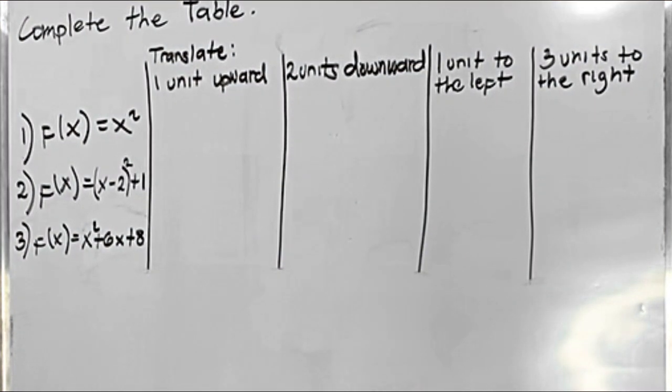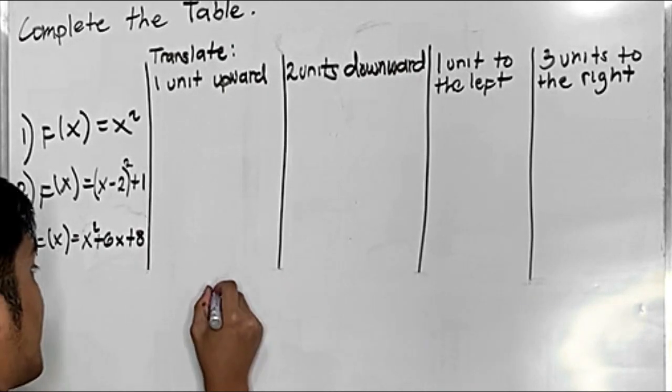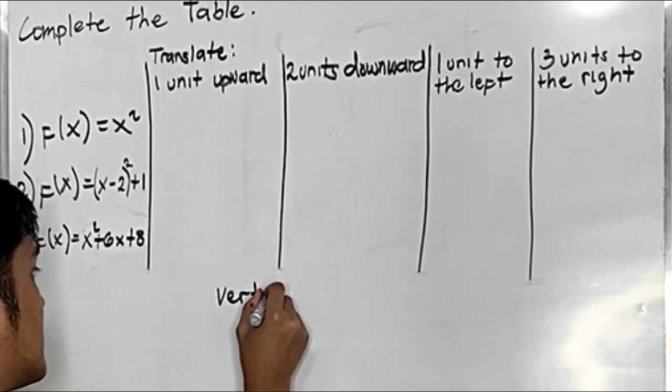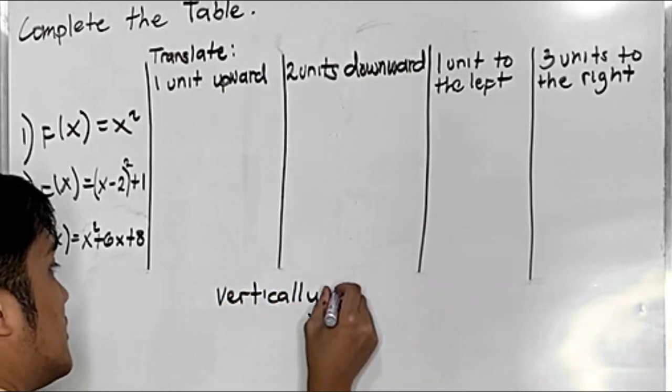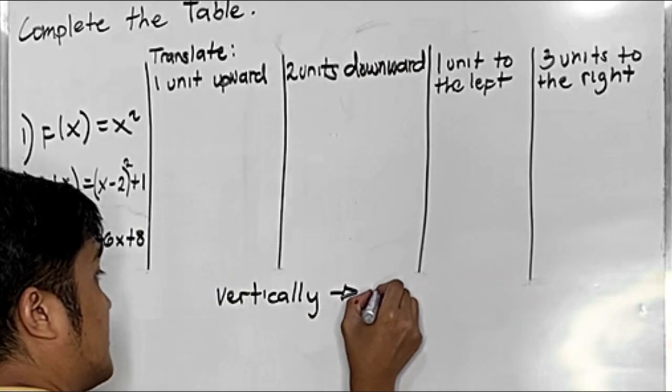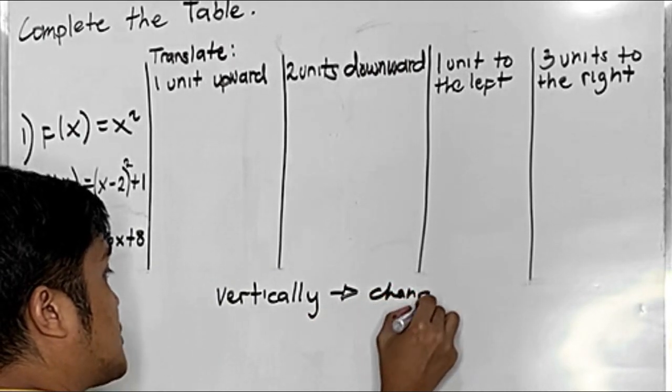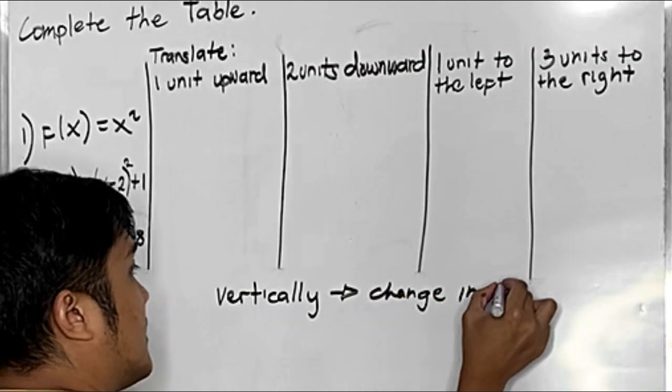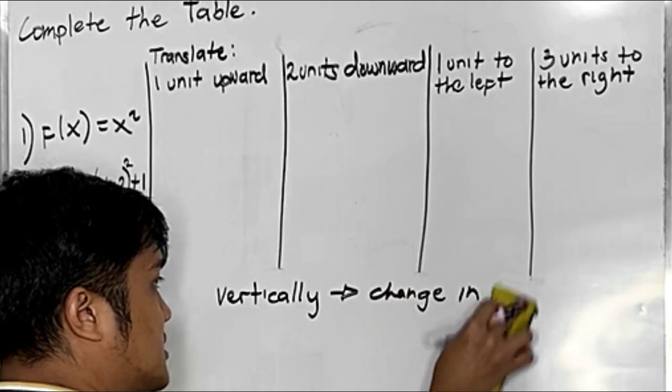So considering number 1, f of x is equal to x squared. Let us translate 1 unit upward. So again, if we are to translate the graph upward or downward, there will be a change in k. So vertically, if you want to change vertically, there is a change in y. There is a change in k.